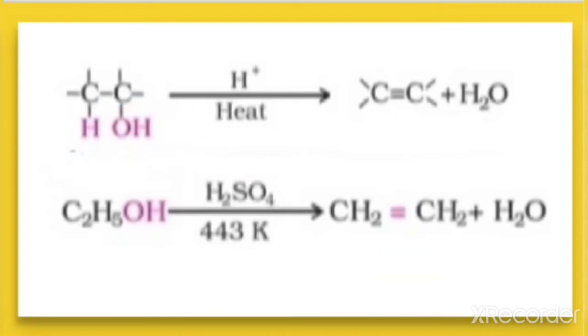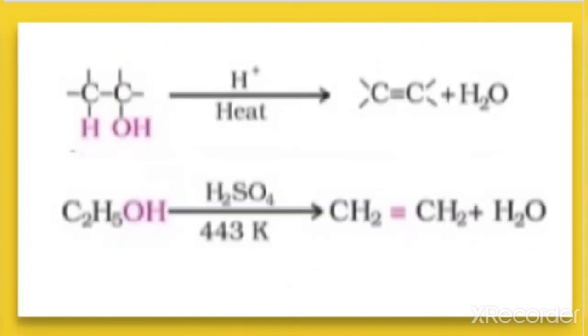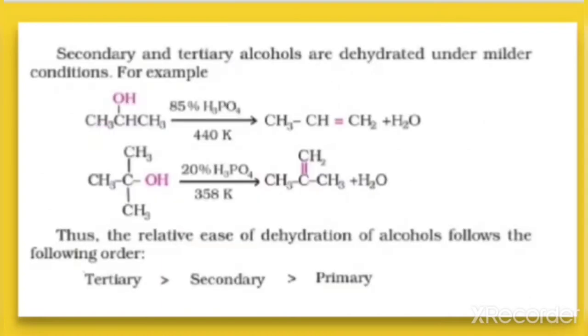But when you look at secondary and tertiary alcohol, the dehydration takes place in milder conditions. That means when you look at here, the temperature is 440 Kelvin, here 358 Kelvin. But in the case of primary alcohol, it is 443 Kelvin. So you can see that the temperature in the case of secondary is lower than the primary. In the case of tertiary, it is again lower.